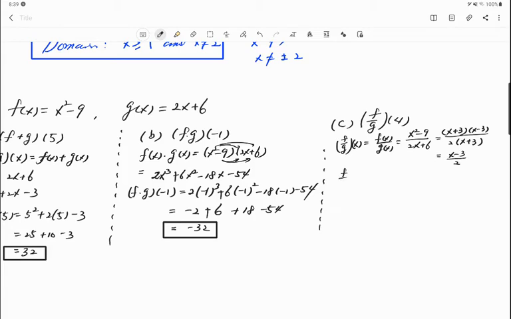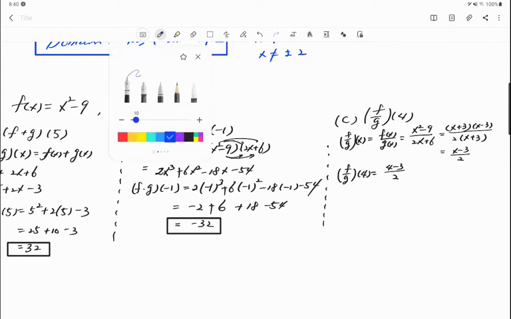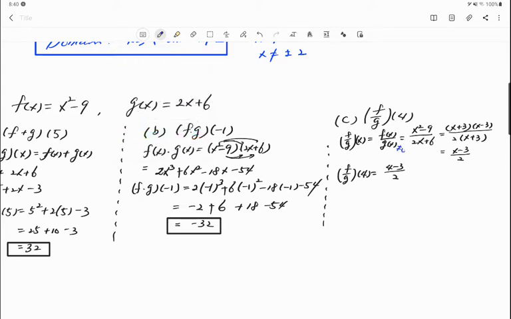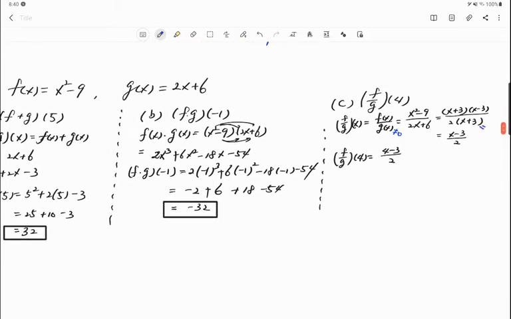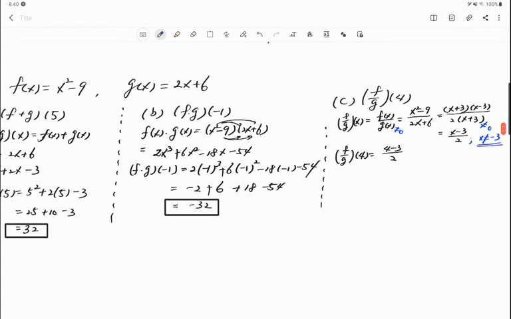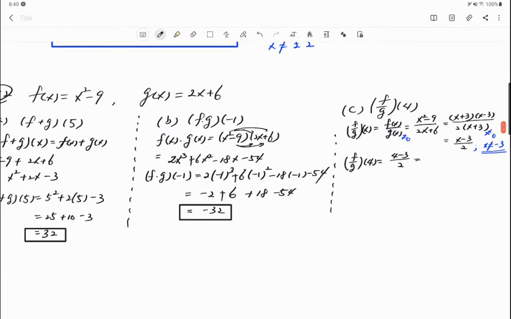All right, then let's find out when x equals 4. So 4 minus 3 over 2. Before we do this, always make sure that the denominator cannot be equal to 0, right? So before we cancel out, we know that this one cannot be equal to 0. So always keep in mind that x cannot be equal to negative 3. Always keep in mind the restriction. So when x is 4, then this is 1 over 2, right? So this is the answer.